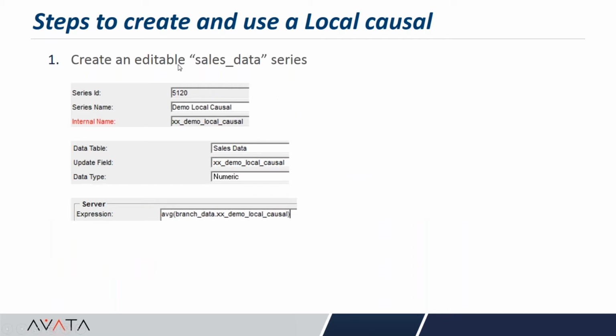We're going to see a series that gets created. We're going to call it Demo Local Causal with this internal name. It's going to be a series on the sales data table, and because it's editable, you'll have this update field, which is the same name as the internal name. And then we'll have a server expression that just picks up the value of that particular series in a very simple way, just picks up the average of that series. So that's the first one. First step, create the series.